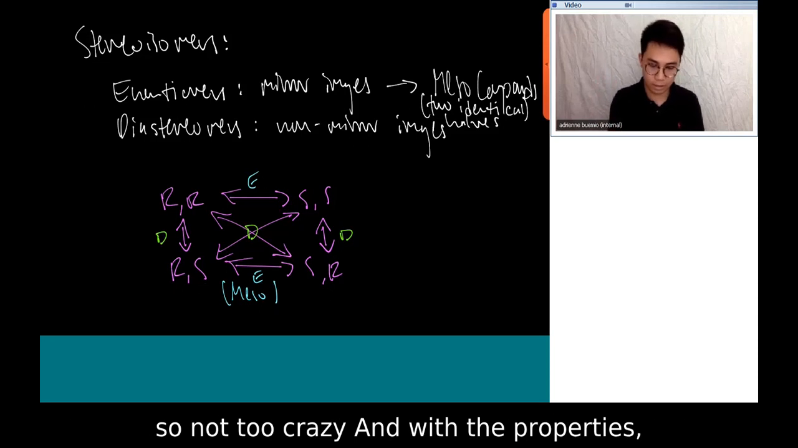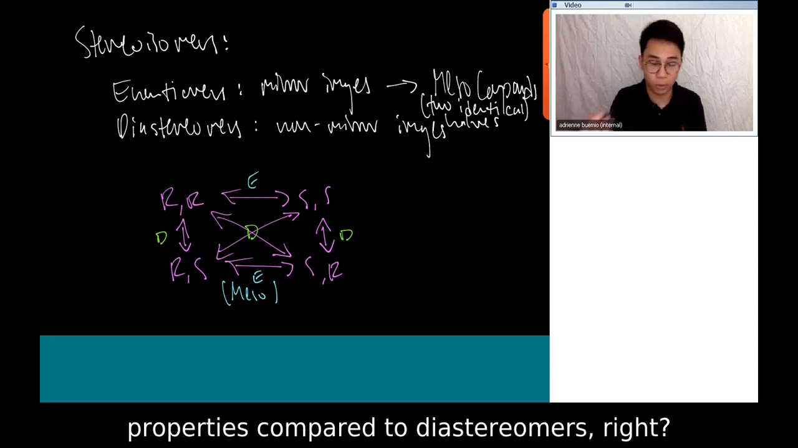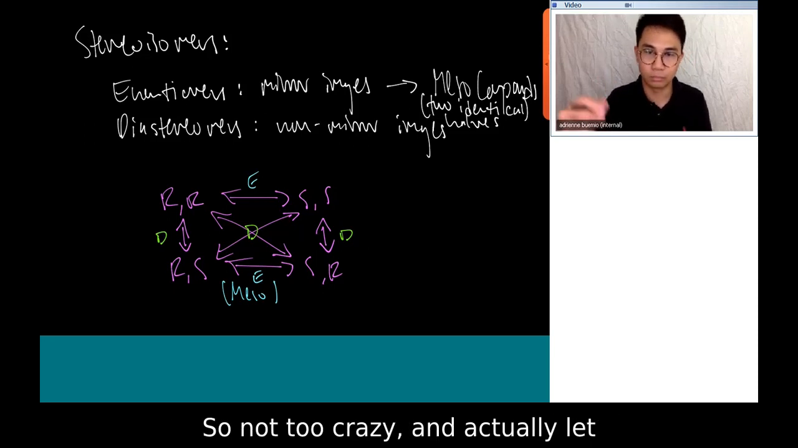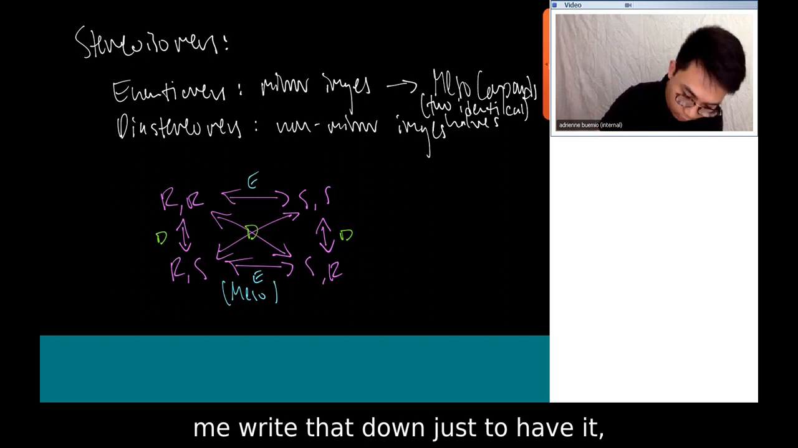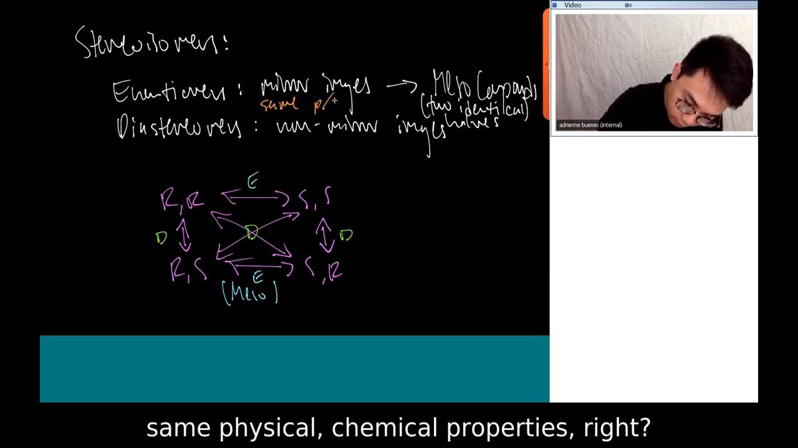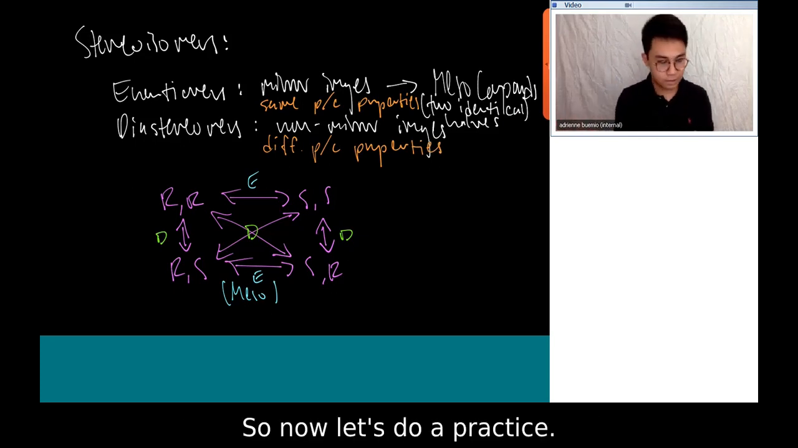So not too crazy. And with the properties, since enantiomers are mirror images, they're going to have the same physical and chemical properties, compared to diastereomers, which have different properties, right? So not too crazy. And actually, let me write that down just to have it. Same physical, chemical properties, different properties, right?